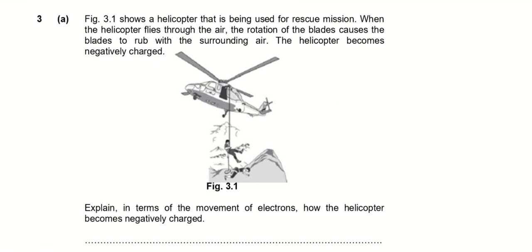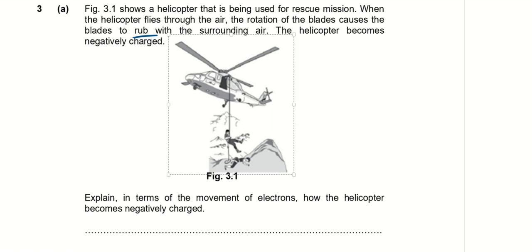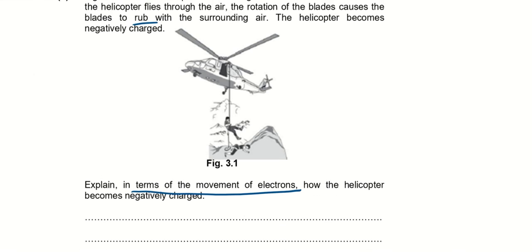Okay, figure 3.1 shows a helicopter that's being used for a rescue mission. When the helicopter flies through the air, rotation causes the blades to rub with the surrounding air, and the helicopter becomes negatively charged. Okay, so explain in terms of the movement of electrons, how the helicopter becomes negatively charged. You need to have this being explained in your answer. So they are telling you that the helicopter is now negatively charged. Okay, so how do we explain this?